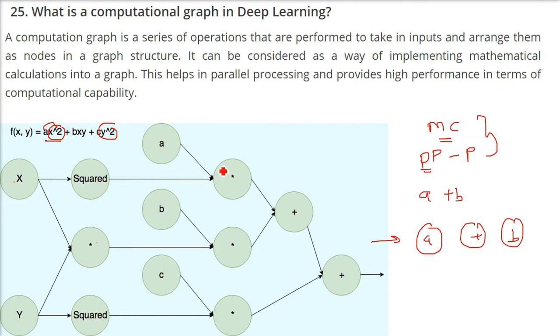So this is the whole computational graph that is employed in deep learning, and as I said, it helps in parallel processing and provides high performance in terms of computational capability. As you see, this particular expression is being computed.